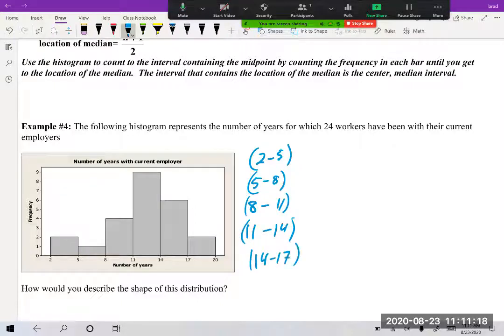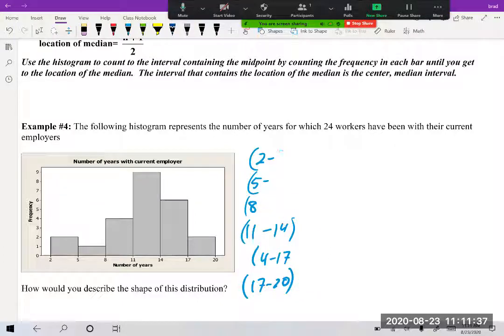Do you guys see the problem? What about the number 17? What if I said 17? Oops, I just made that worse. Well, 17 would go into this category, but wouldn't 17 also go into this category? So you can't have numbers overlapping.